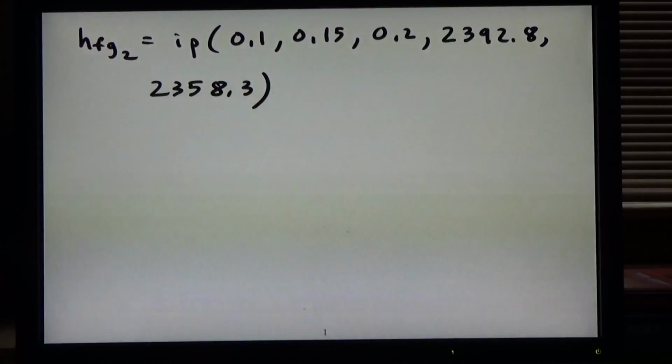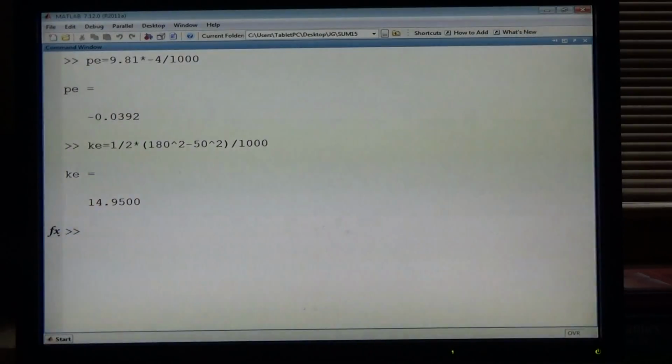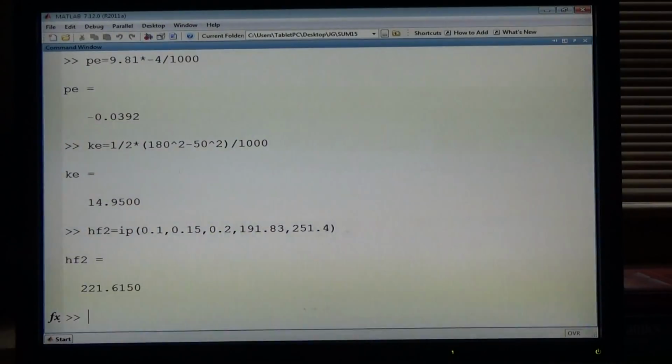Let's go ahead and plug this into our calculator to get H2. First of all, let's do Hf2. For Hf2, we're interpolating 0.1, 0.15, 0.2, with our values 191.83 and 251.4. So there's Hf2: 221.6.